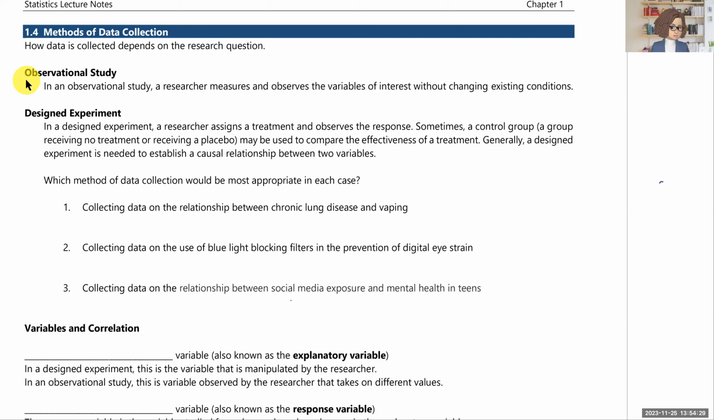draw conclusions. And I'm going to just jump already down to number 1 here. This is how we would start to investigate the relationship between chronic lung disease and vaping. So essentially, researchers are just gathering data as time goes by, trying to see what relationship they're seeing between those that develop chronic lung disease and their use of vaping. So this would be an example of when an observational study would be appropriate.